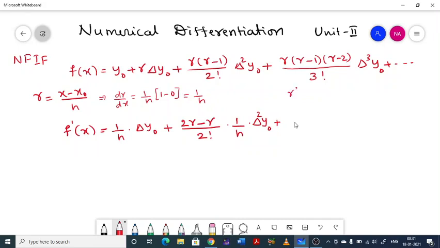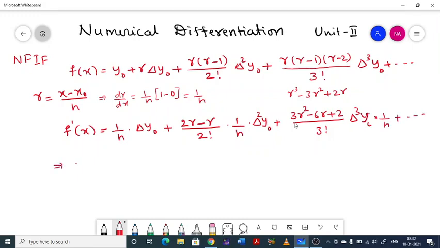r cube minus 3r square plus 2r. So if you differentiate this you will get 3r square minus 6r plus 2 divided by 3 factorial into delta 3 y naught plus and so on. Sorry, I left out the 1 by h here, so 1 by h plus and so on.